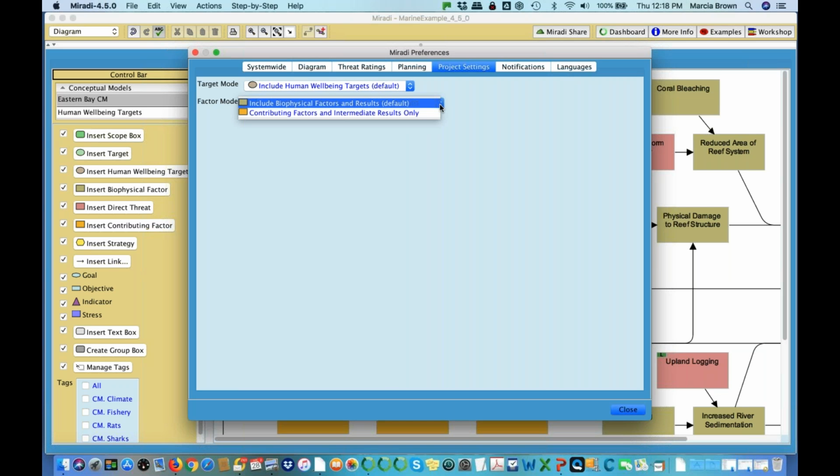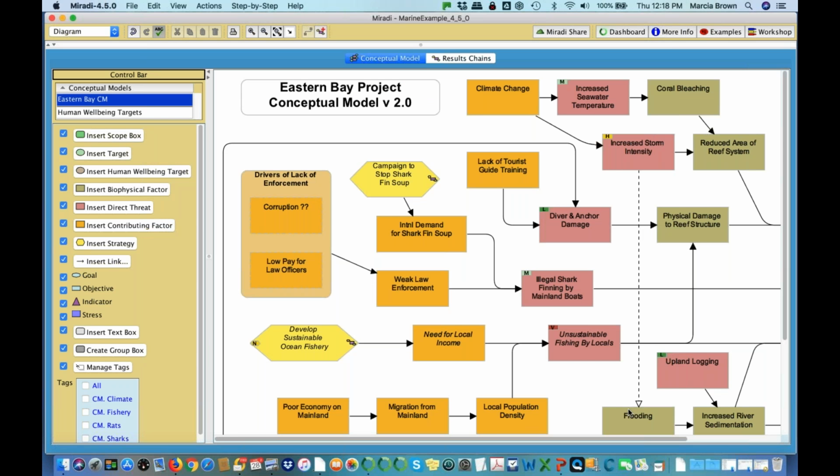Excellent, that's great. I've been asking for that change for a while. It used to be that the default was contributing factors and intermediate results only. So now the default, if you're using an older version of Marathi, you can turn on the biophysical factors and results. But it seems that's the default now, so that's good. It's the same as human well-being targets when they were first introduced. You had to turn them on, but now that's the default, that they're there as well.